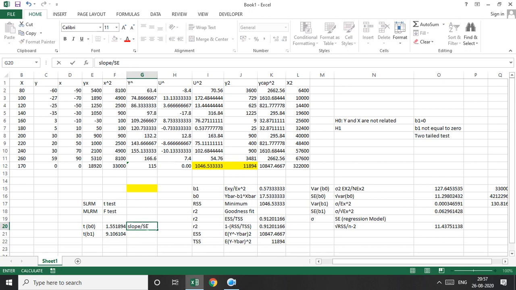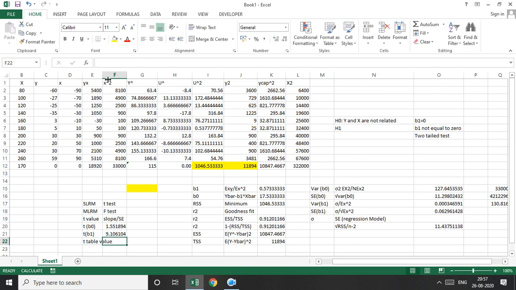Okay, t value is equal to your slope value divided by standard error. So we have found the value of t for both beta 0 and beta 1. Now how can we check whether these t values are significant or not? For that we need to have the t table value.